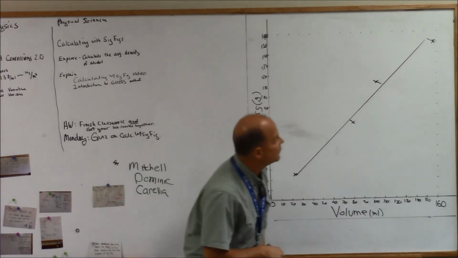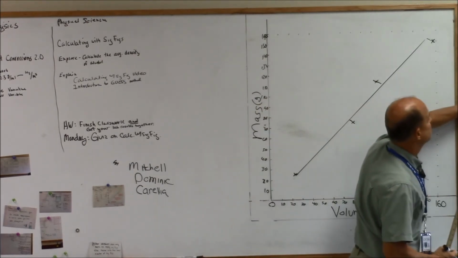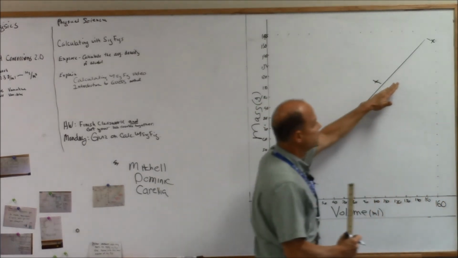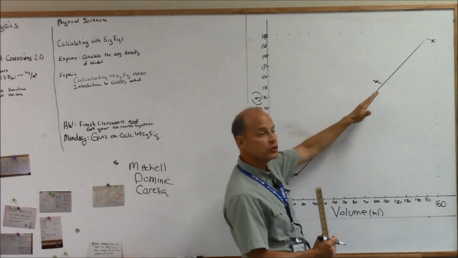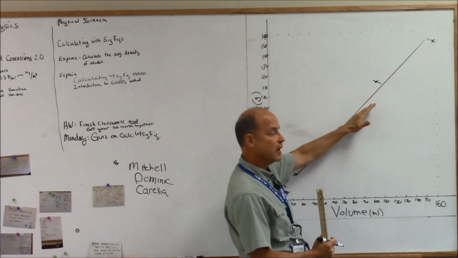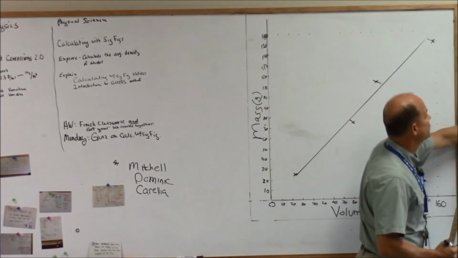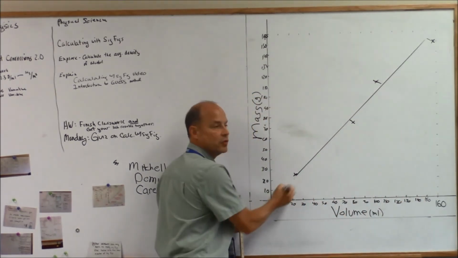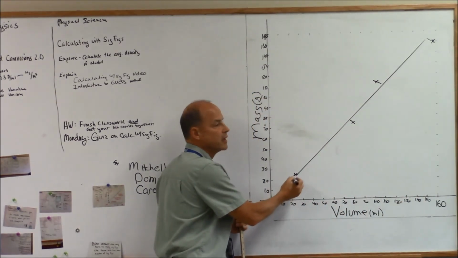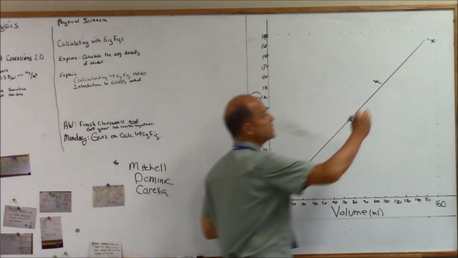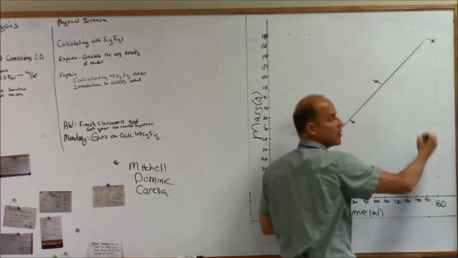Once you have your line of best fit, don't connect the dots. Remember, it's an average, so you're trying to come as close to as many data points as possible. And then don't extend beyond your data, because you really didn't take any data down here, so you really can't draw that line. Likewise, don't extend this off. Don't extrapolate.